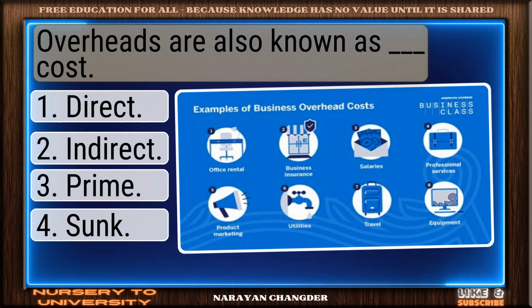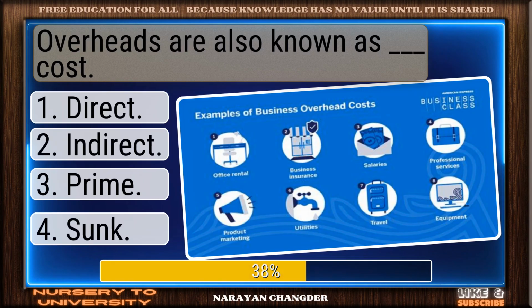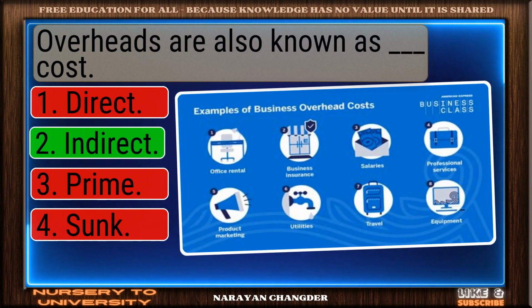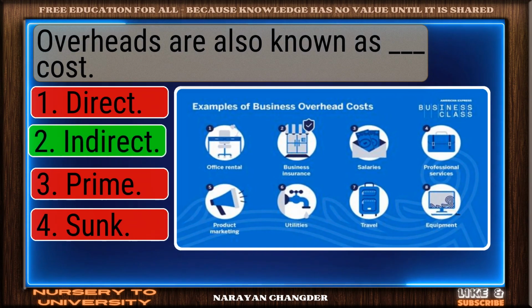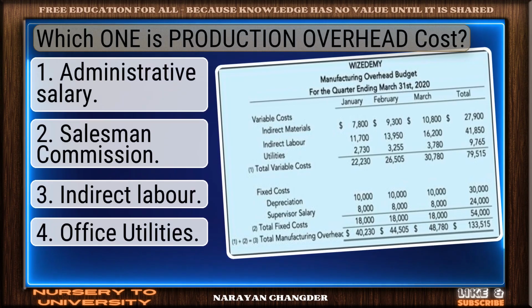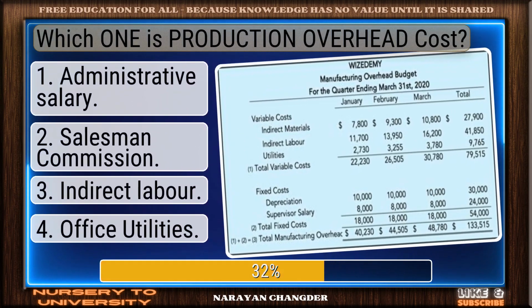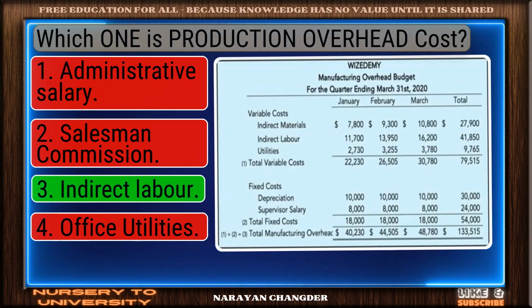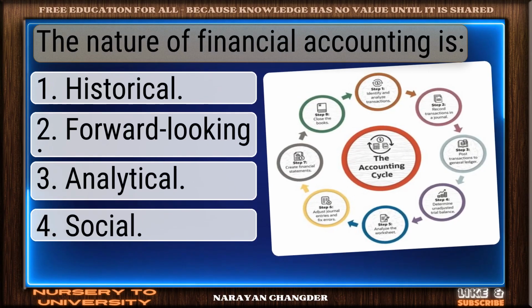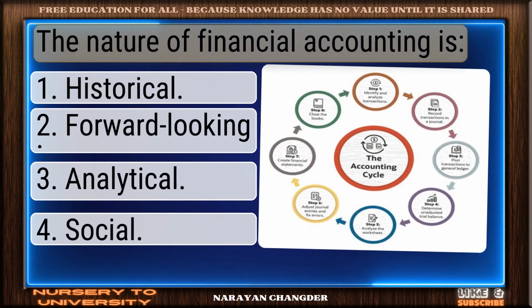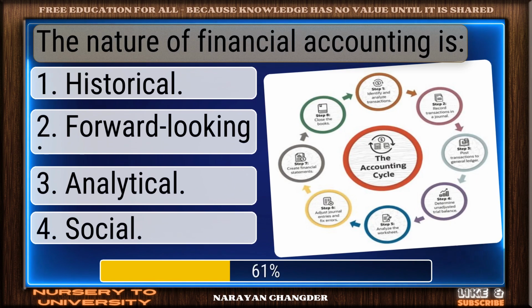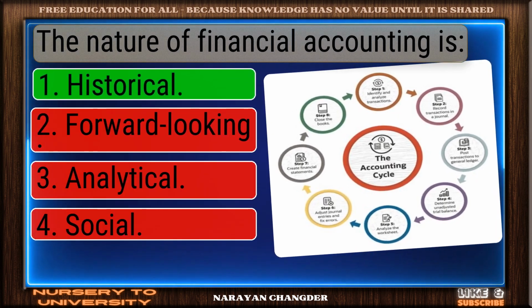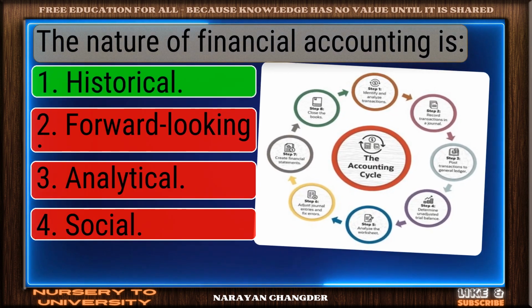Overheads are also known as ___ cost. Great job. Indirect is accurate. Which one is production overhead cost? Smart pick. Indirect labor is correct. The nature of financial accounting is... Correct. Historical is spot on.